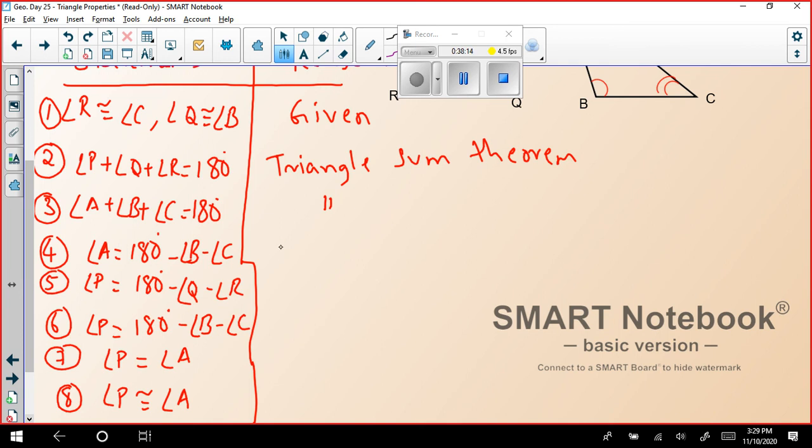I subtracted B and C, subtraction property of equality, or I'll just write subtraction property. Same way here as well, I am subtracting Q and R from this particular one. I had angle P plus Q plus R equals 180. I am subtracting angle Q and angle R from both sides to get the fifth equation. So this is also subtraction property.